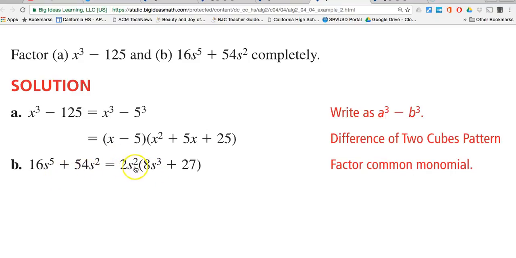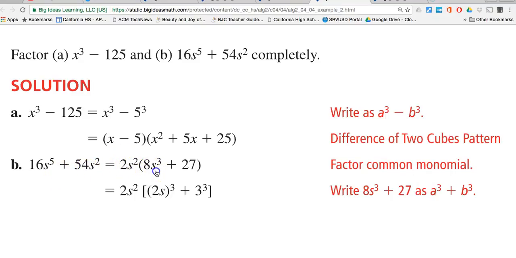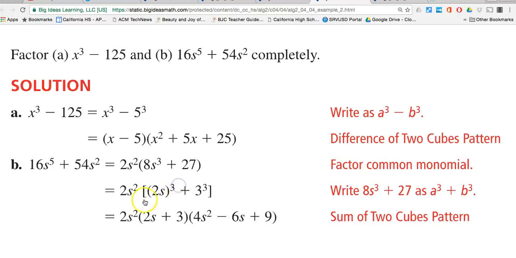So let's go back and go through this. Remember, our 2s squared has to stay out in front. When we plug in our A and B values, 2s and 3, we get 2s squared times 2s plus 3, just our A plus B. And then, like I mentioned, A squared, which is just 2s to the second power, minus AB, which is just 2s times 3, and then plus B squared, which is just 3 to the second power.